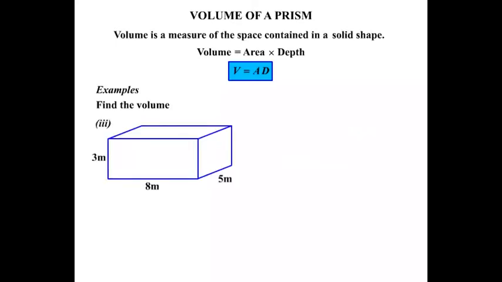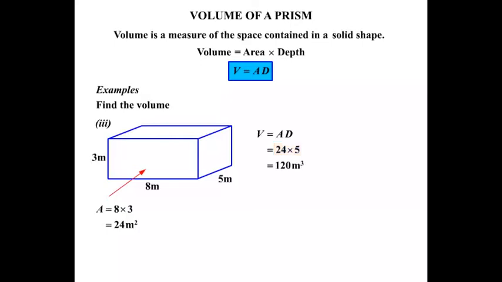Example 3 now. We have a cuboid, and this time we're not given what the area is, we're given the 3 dimensions. So volume equals area times depth, V equals AD. Let's concentrate on the area. We can work out the area of that rectangle. Because it is a rectangle, it's simply length times the breadth. So 8 times 3 works out to be 24 square meters. This time we're dealing with meters, so the area is in square meters. Write the 24 down in our working. Multiplying now by the depth, which is 5 meters, we work that out to be 120. This time we're dealing with meters, so we write cubic meters.